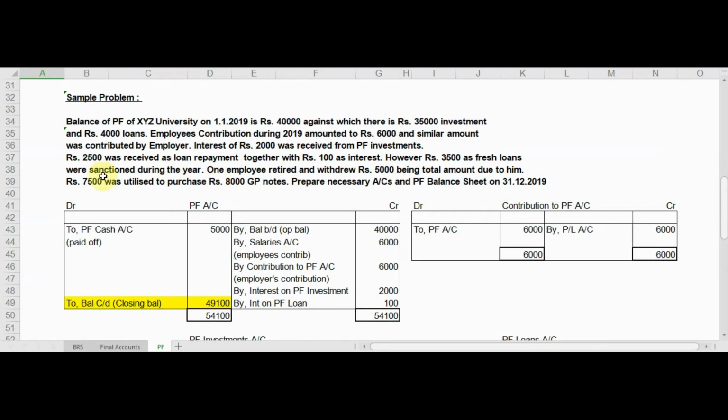So let us come to a sample problem. Balance of PF of XYZ University on 1/1/2019 is rupees 40,000, against which there is rupees 35,000 investment and rupees 4,000 loans. The employees' contribution during 2019 amounted to rupees 6,000 and similar amount was contributed by the employer.